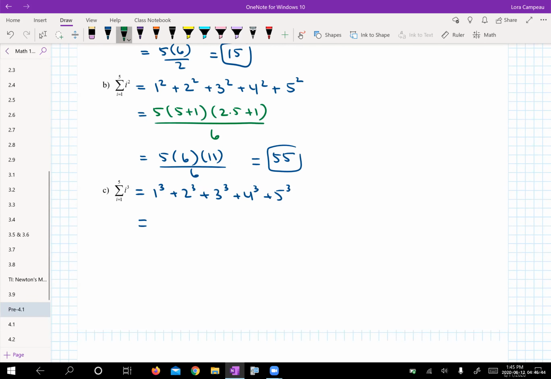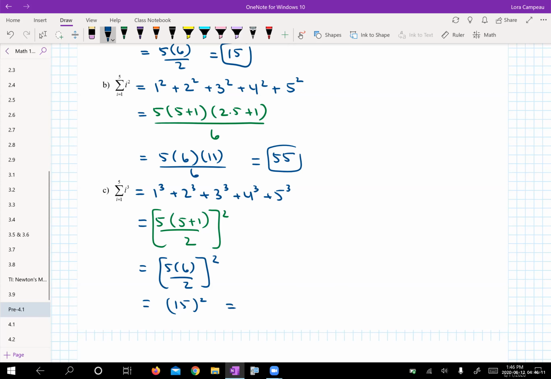So what does that look like? N is 5. 5 times 5 plus 1 over 2. And don't forget, we're squaring this because this is a cubed formula. And I say square, that's what I meant. So we can simplify this. So what do we have? 5 times 6 over 2. We kind of figured this out a little earlier. If we're squaring this, we should get 15, but it's 15 squared. And 15 squared, 15 times 15, either use your calculator or if you know, it is 225.